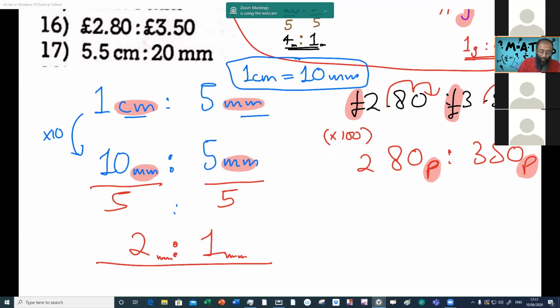Okay, can you proceed, please? So what's the next step? How do we cancel it down? We will cancel it by 10. So we divide both sides by 10, so knock off a 0, knock off a 0. That's the easy bit. What do we do next?